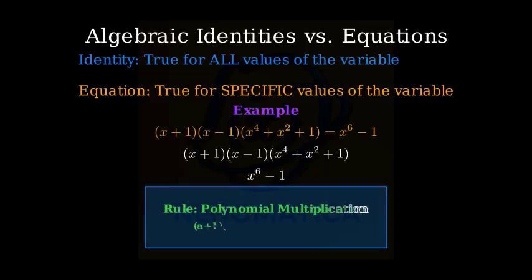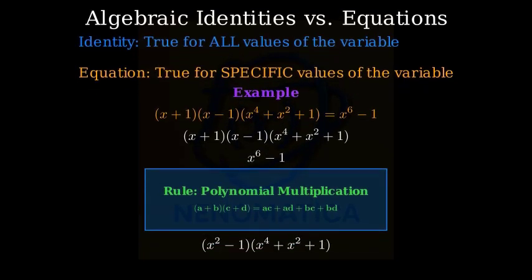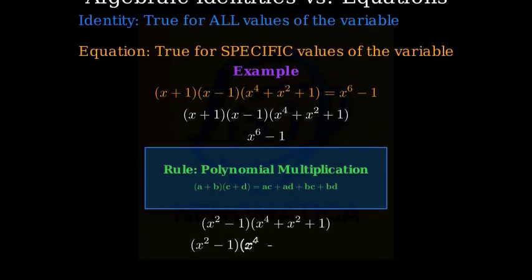On the right side, we have x to the sixth power minus 1. Let's expand the left side to see if it equals the right side for all values of x. First, let's multiply the first two terms, x plus 1 times x minus 1. This gives us x squared minus 1. Then we multiply this result by the third term, x to the fourth power plus x squared plus 1.